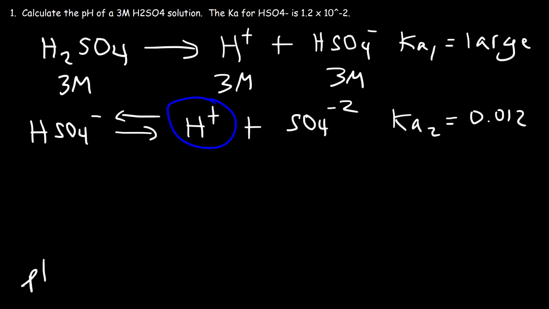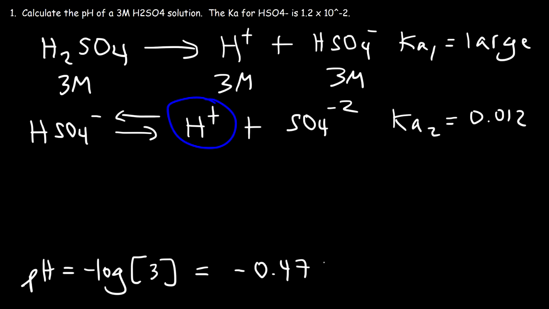So the pH of the solution is simply going to be the negative log of the hydronium ion concentration, which is 3 moles per liter. And so you can get an estimate, which is going to be negative 0.477. So that's an estimation of the pH of the solution. Now, if you want to find the exact answer, it's going to be slightly different, but we need to take into account the amount of H+ that's released from the bisulfate ion.